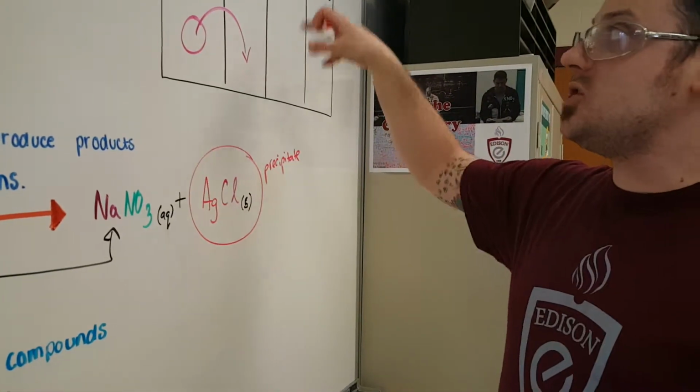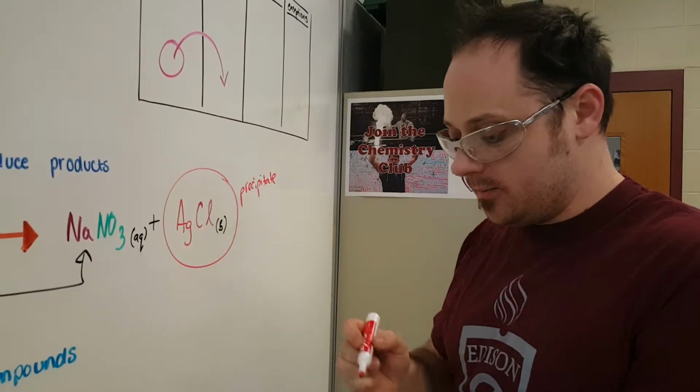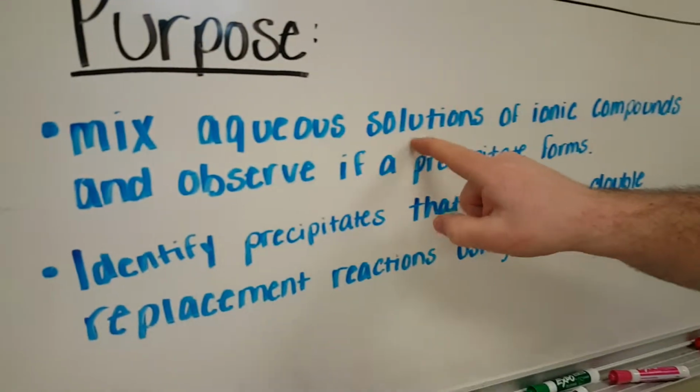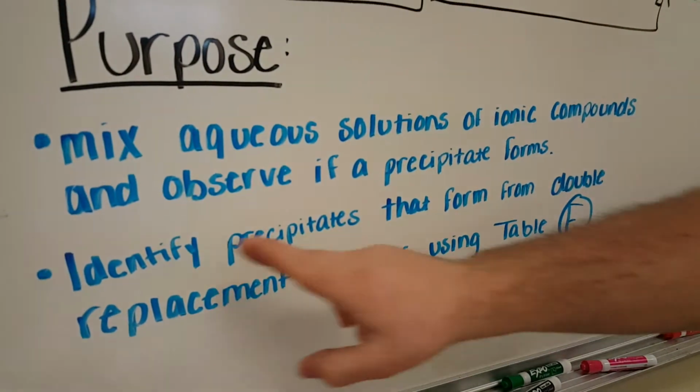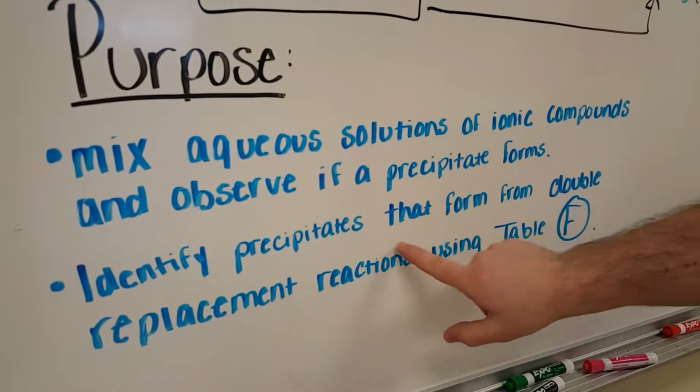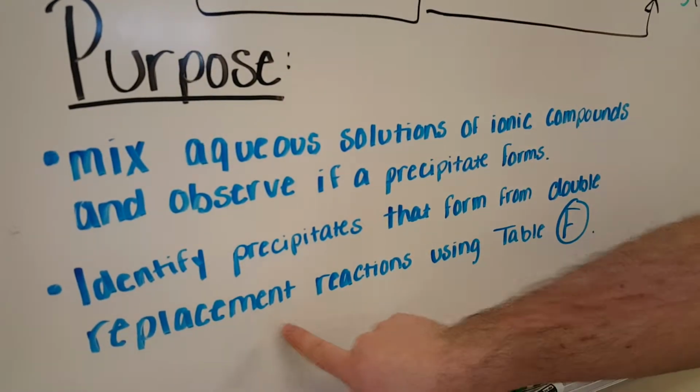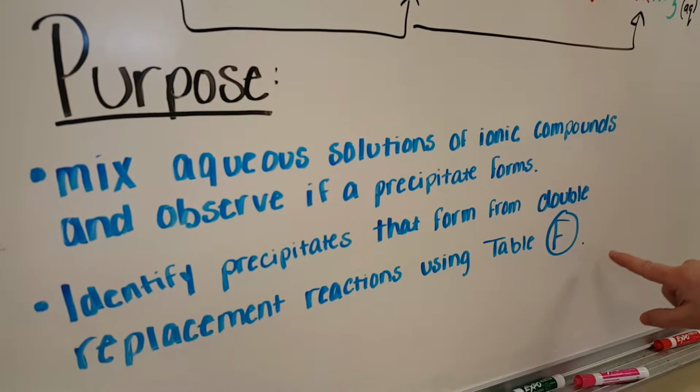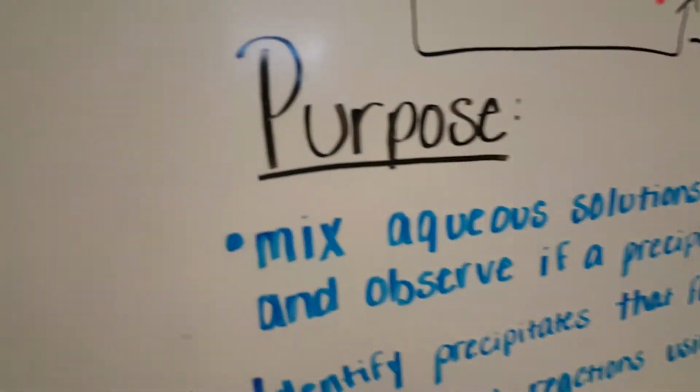The data and the procedures are pretty straightforward. So coming down here to the purpose, you're going to mix aqueous solutions of ionic compounds and observe if a precipitate forms. You're going to identify the precipitates that form from double replacement reactions using Table F. Okay. So now I'll show you the procedure.